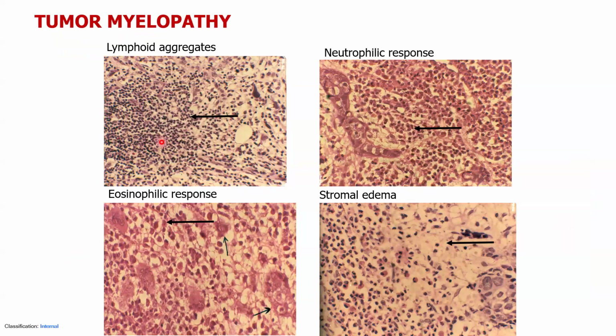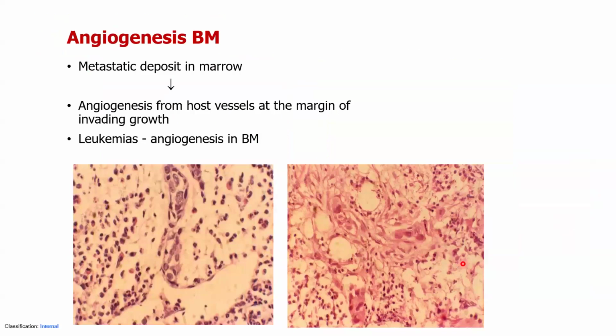We can come across lymphoid aggregates. There could be neutrophilic response, eosinophilic response, and there could be stromal edema as well. So whenever there is a metastatic deposit within the marrow, there is proliferation of blood vessels from the margin of the invading growth, and you come across angiogenesis.